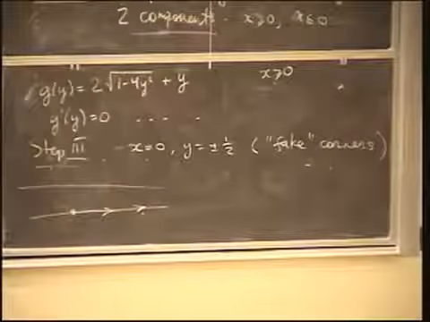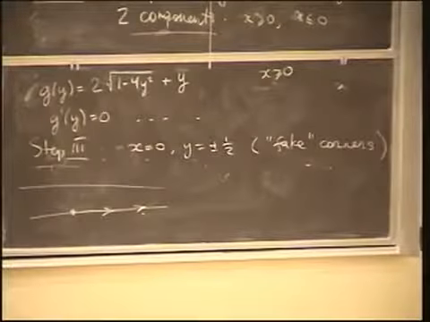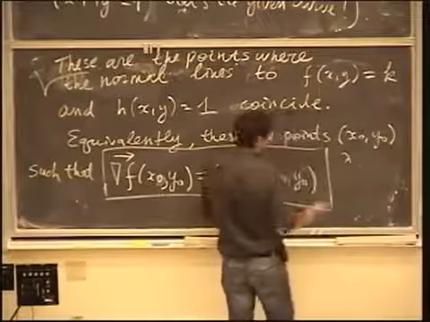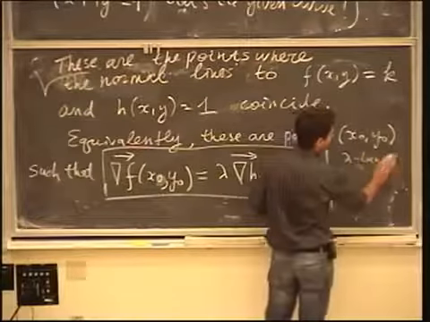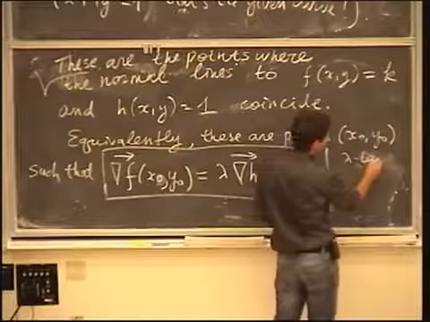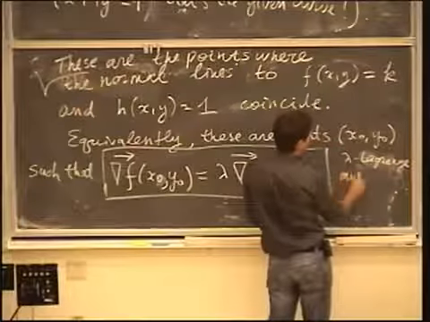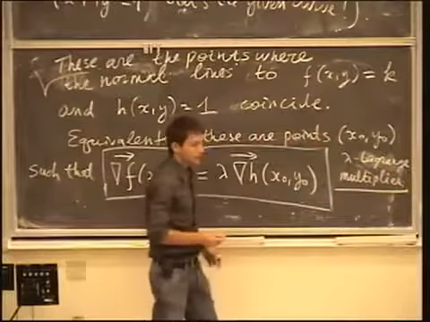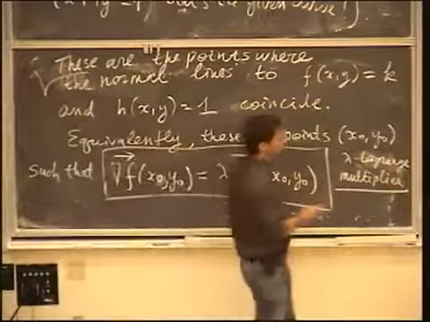And what does it mean that they are proportional? Proportional means that one of them is equal to some number times the other. And we call that number lambda. So that's the coefficient of proportionality, which in this case is called Lagrange multiplier. And this method of finding these extremal points is called Lagrange multiplier method, after a great French mathematician, Lagrange.